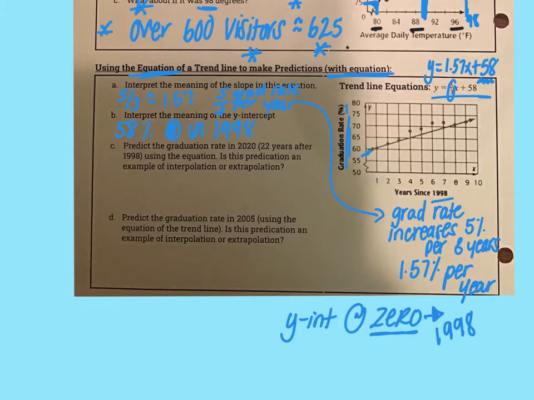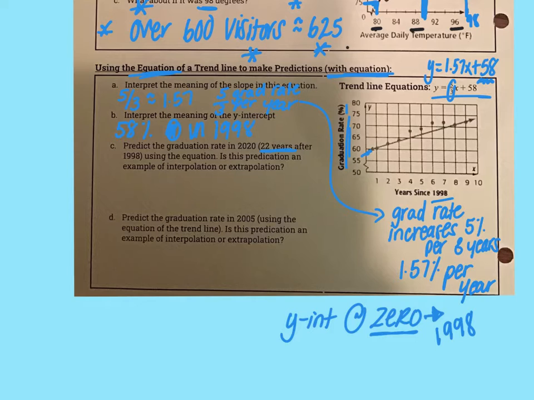All right, so now we're going to make predictions using our trend line. So it says, predict the graduation rate in 2020 or 22 years after 1998 using the equation. Is this prediction an example of interpolation or extrapolation? So I'm going to use my equation, and it's talking about graduation rates or graduation year because it's talking about 22 years after.